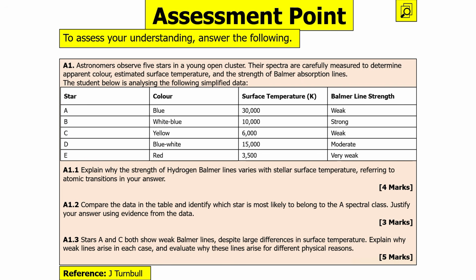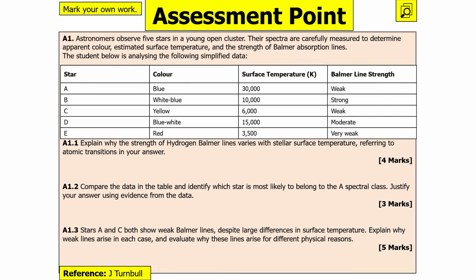Stars A and C both show weak Balmer lines, despite large differences in surface temperatures. Explain why weak lines arise in each case, and evaluate why these lines arise for different physical reasons. So pause the video now, and then unpause the video when you want to go through your answer.